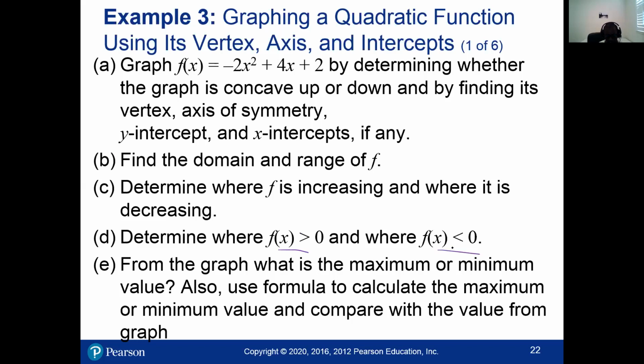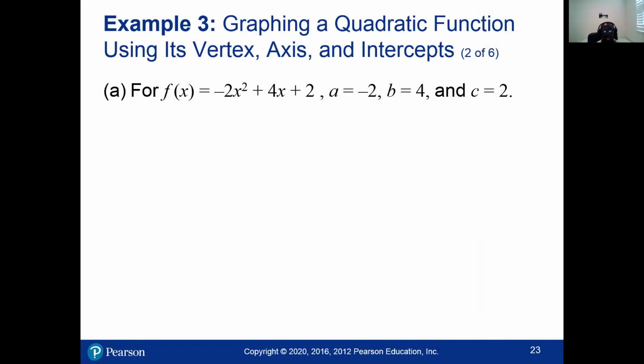Or where it is less than 0. Then we also add the maximum or minimum value. We are going to use the graph to find that, and also use the formulas to calculate the maximum or minimum values. Then we will compare the two solutions, which we expect to be the same. All right, so here we go.